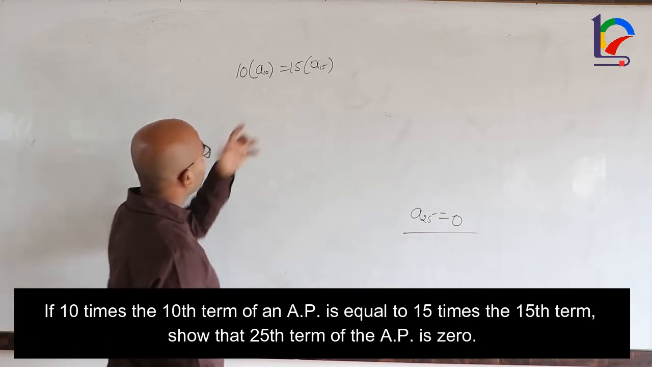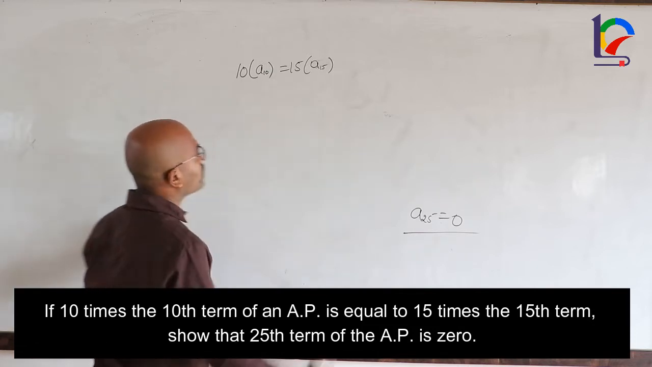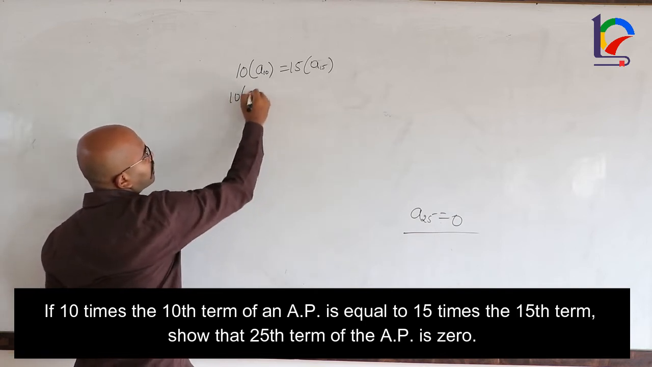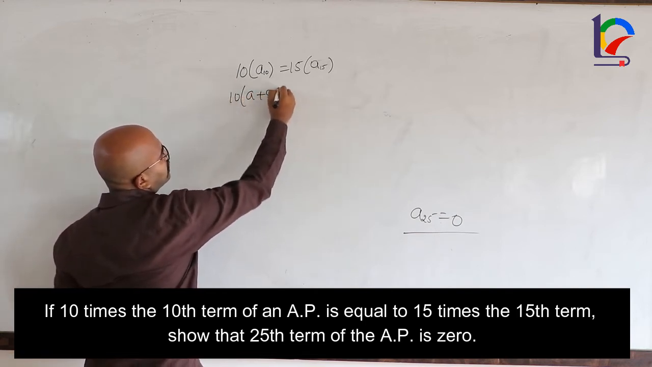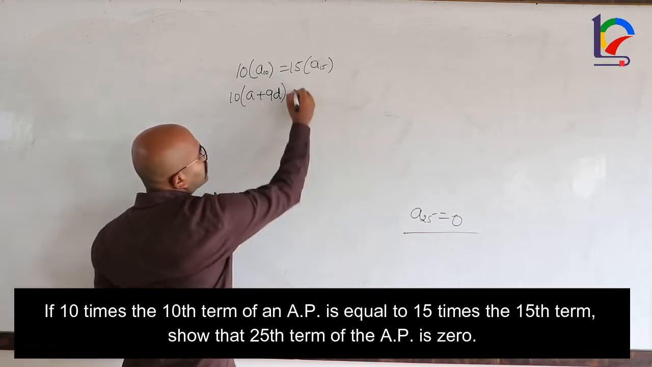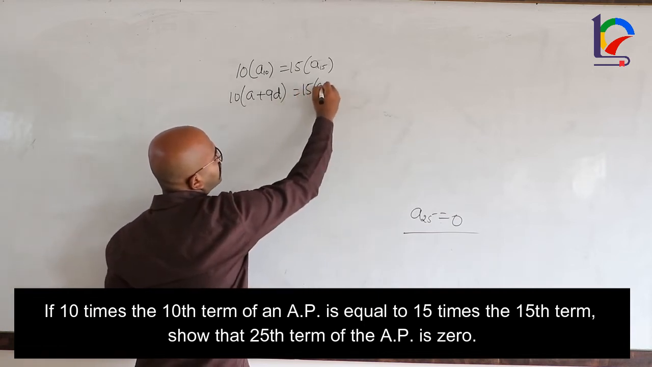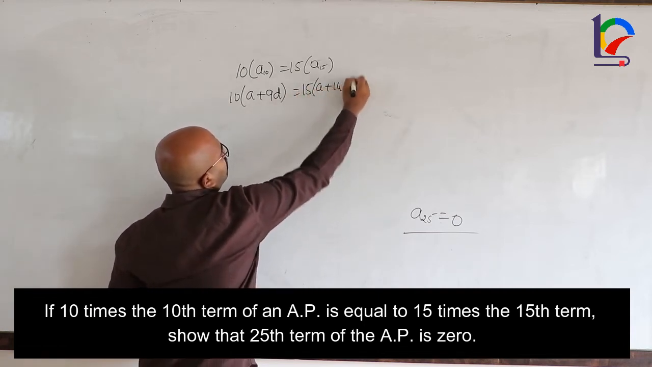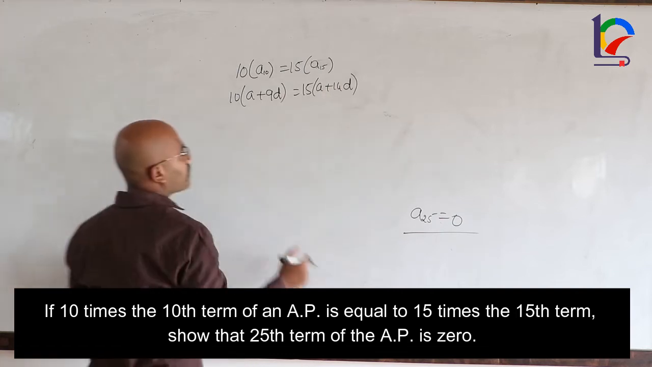So we can write a10 as a plus 9d. Similarly, a15 as a plus 14d.